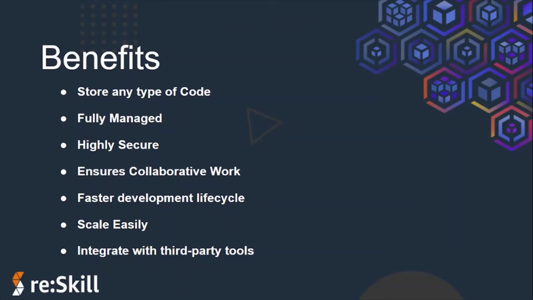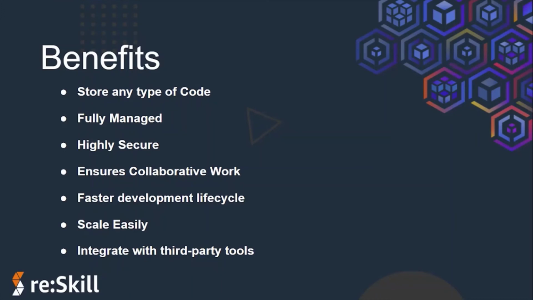First is store any type of code. AWS Code Commit does not have any restrictions on the type of code or type of code files you can use in your repositories or upload to your repositories. Fully managed. AWS Code Commit maintains your repository, it creates backup, and it auto scales the infrastructure when needed. So all of this is managed by AWS Code Commit itself. You don't need to worry about it.